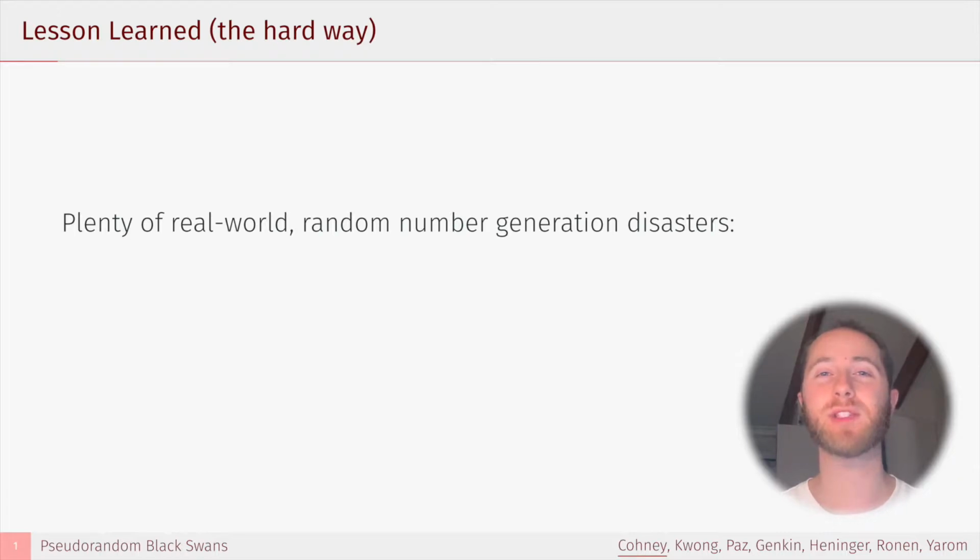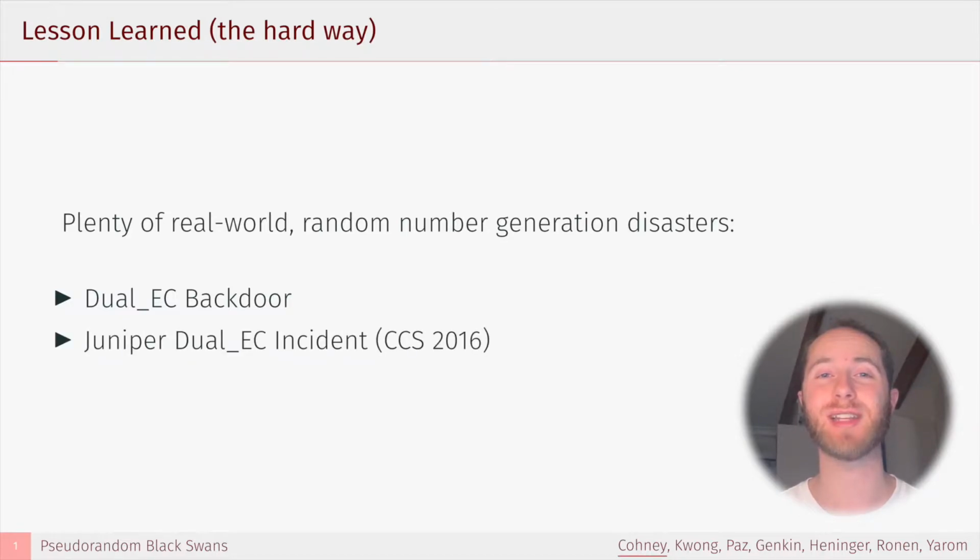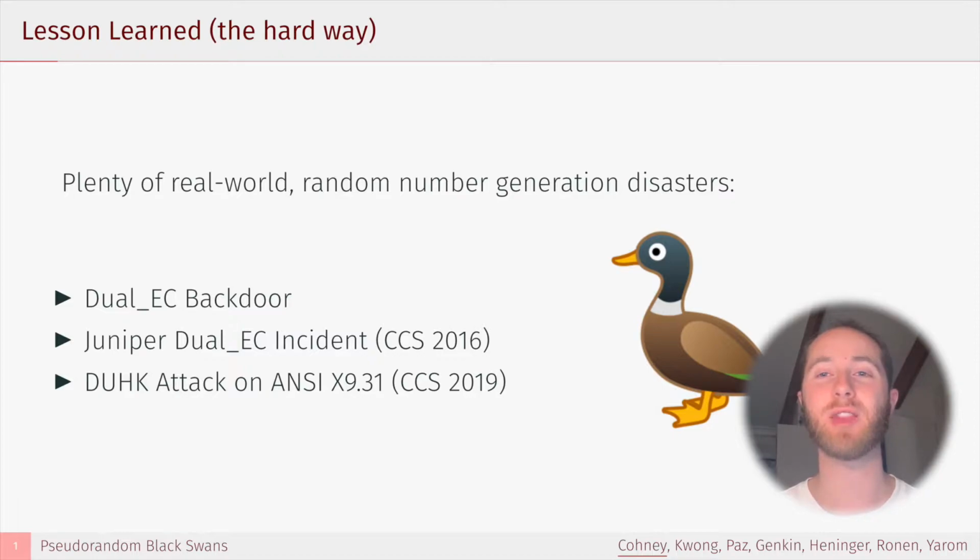To refresh your memory of some of these attacks, first up, and of greatest infamy, the dual EC backdoor and its ramifications for the security of Juniper's ScreenOS, on which my co-authors and I presented at CCS 2016. Then, last year we presented the duck attack on ANSI X9.31, another example showing how state compromise leads to fatal protocol flaws.